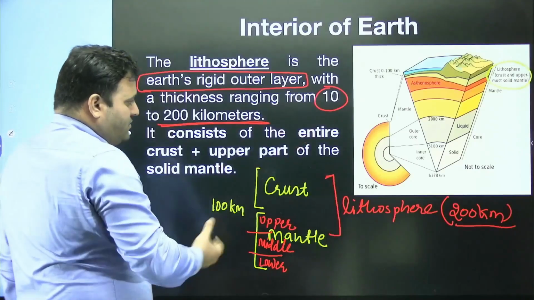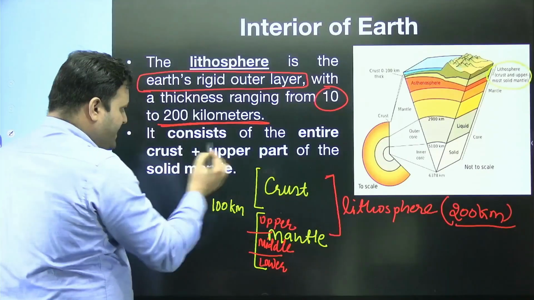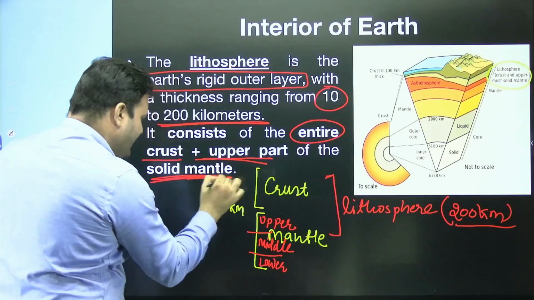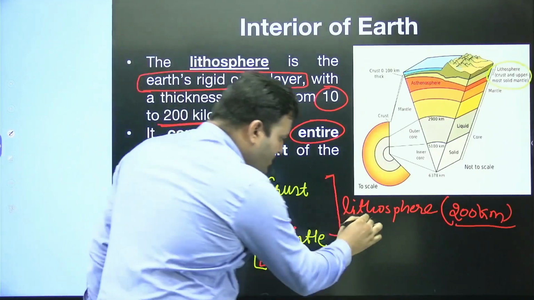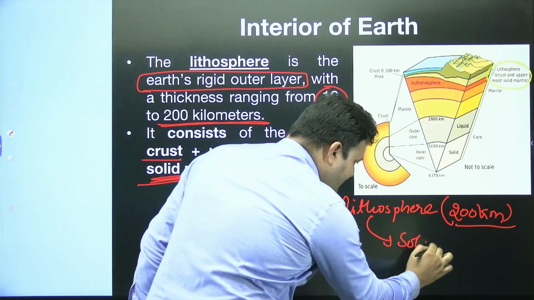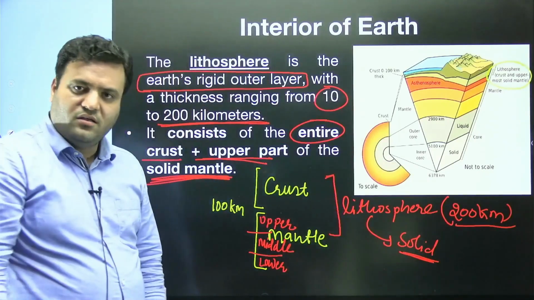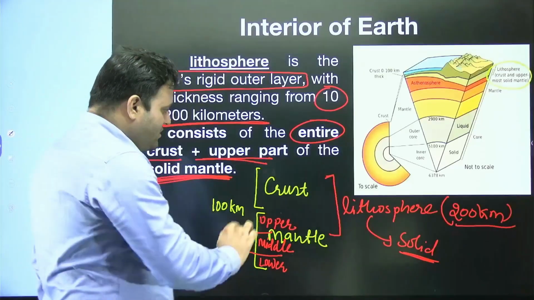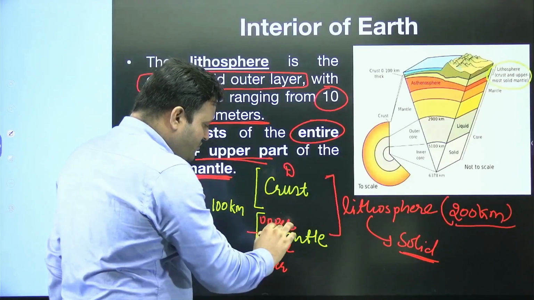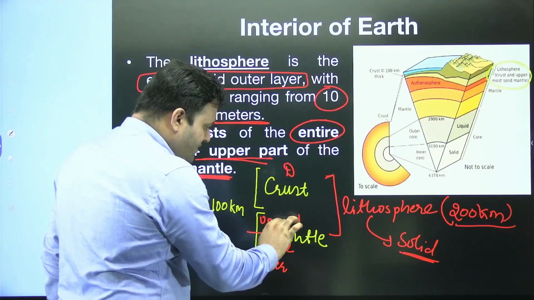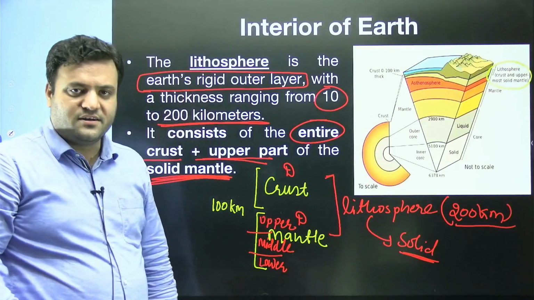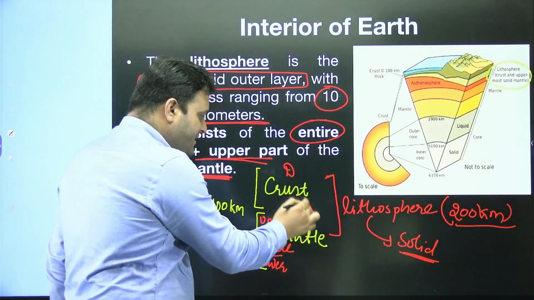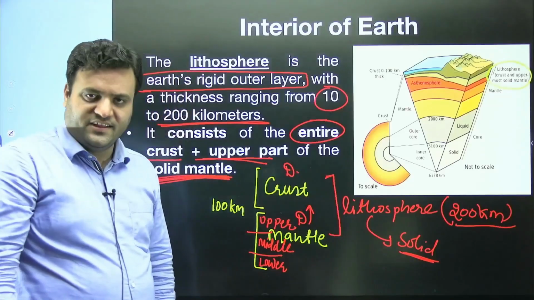And this particular lithosphere, I told you, is comprised of the entire crust and the upper part of the solid mantle. So lithosphere is basically solid. Now if I ask you, the rocks in the crust and the rocks in the upper mantle, whose density would be greater? The density of rocks in the upper mantle will be greater as compared to the rocks in the crust.